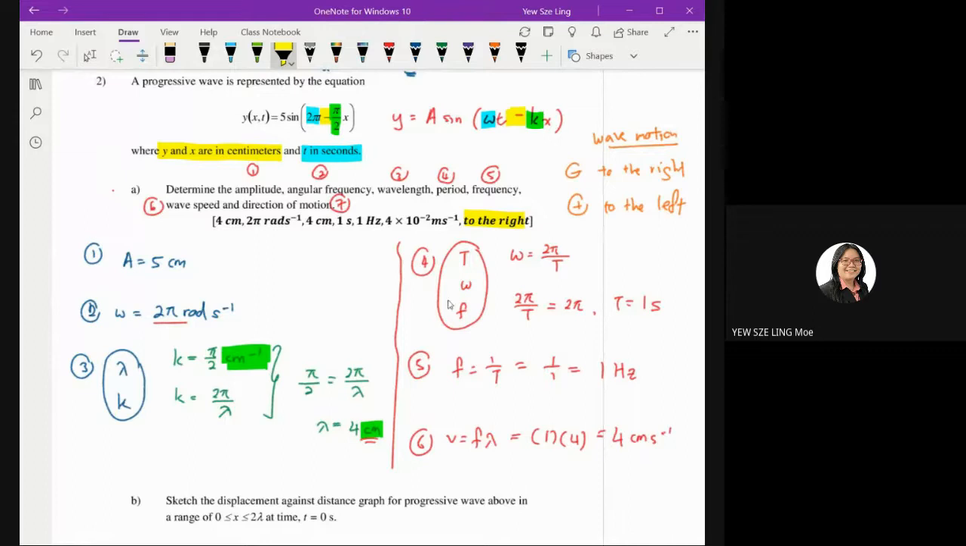So now you have the answers for all 7 questions. Basically, these are all of the information that you can obtain from just one equation, from just the equation itself. So now I give you 2 minutes to write it down, and then we will proceed to graph sketching.